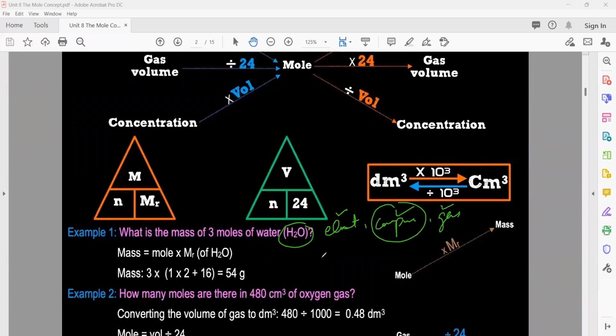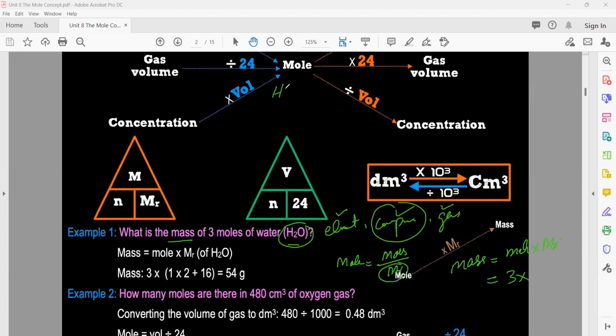If you want to find the moles, mole equals mass over Mr, because it's a compound. But here they need the mass, so we change the formula. Mass equals mole multiplied by Mr. Now moles are given, that is 3. But what is the Mr of water? For that, how do you find the Mr of water?